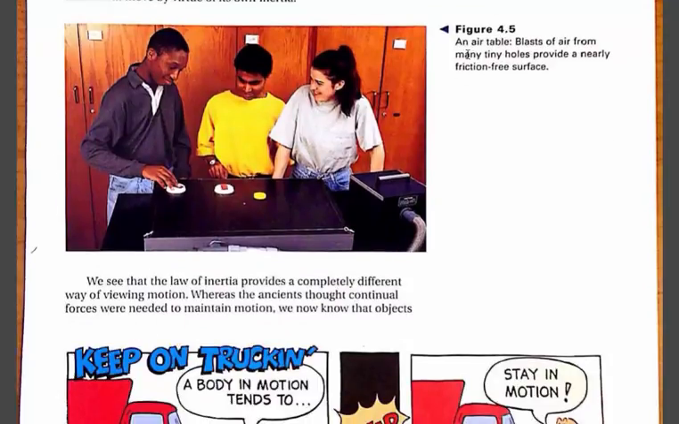Figure 4.5, an air table. Blasts of air from many tiny holes provide a nearly friction-free surface. This is like air hockey. So there are these little pucks. This black surface has a bunch of little holes with air blowing upward out of the holes. And the pucks kind of glide along on a little cushion of air with very, very little friction.